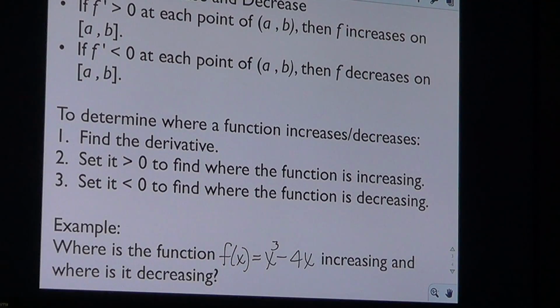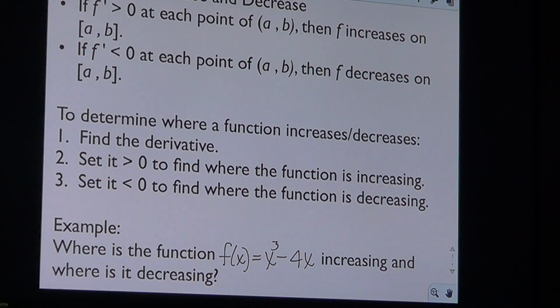Okay, so when the derivative is greater than 0, then it's increasing. Remember, the derivative is the slope of the function, and so if the slope is positive, then the function would be increasing at that point, so that makes sense. And if the derivative is negative, or less than 0, in other words, then it would be decreasing, right? So if it's the slope and the slope is negative, then the function would be decreasing.